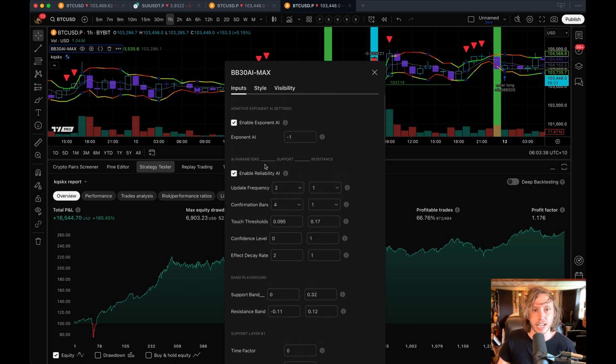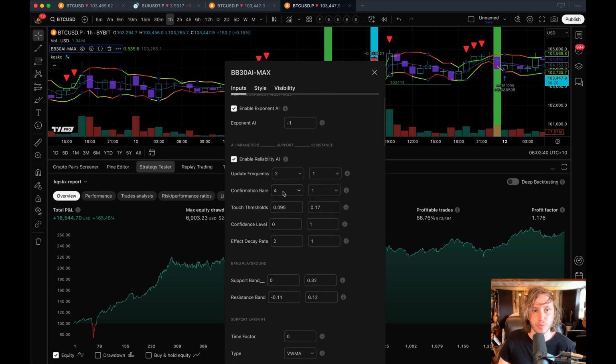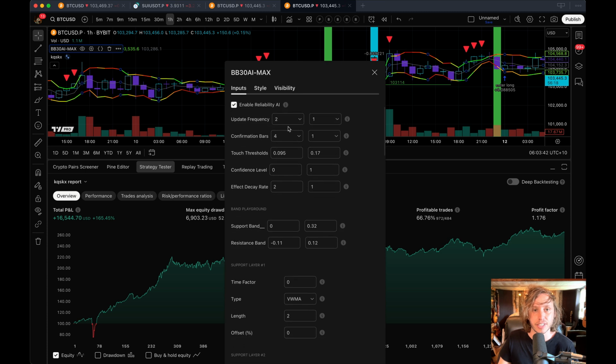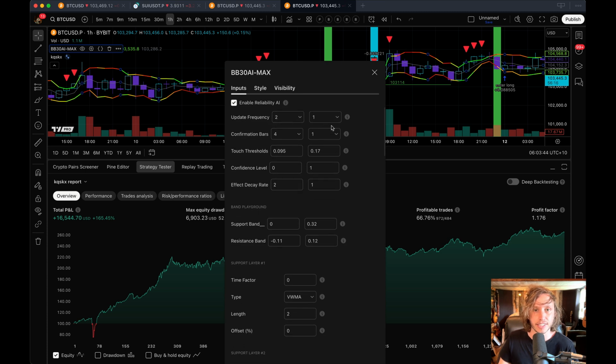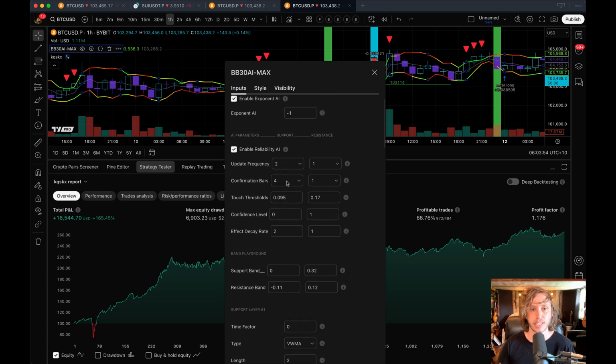Then the next section I go to is the reliability AI section, and it gives you some tooltips. Basically, this section looks at how respected the bands are by price action. All your support settings are on the left and your resistance settings on the right, so anything I do in this section will be affecting the support bands.